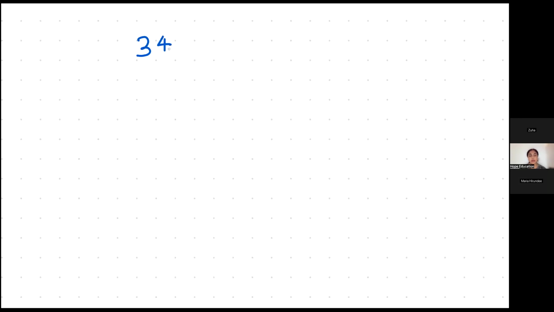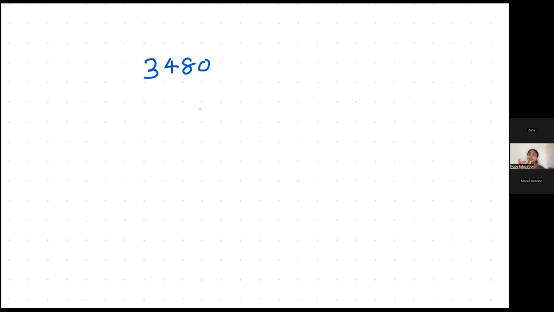Let's say 3,480, right? So how do you find the square root of something like this? Even perfect squares, you can find the square root in this way. So what we do here is, first of all, we divide this number into 2-digit pairs.